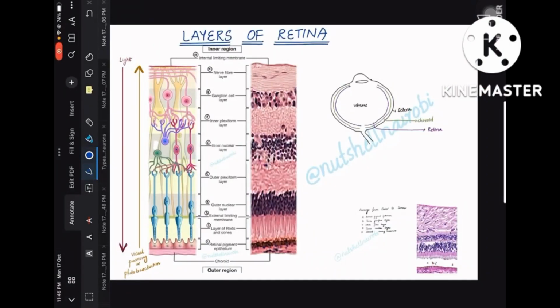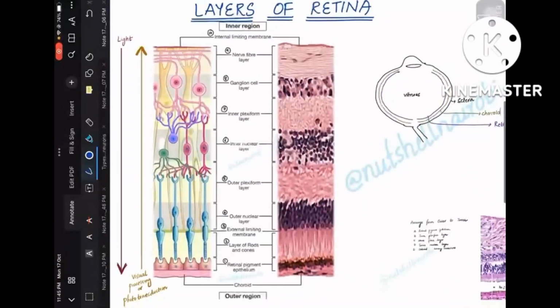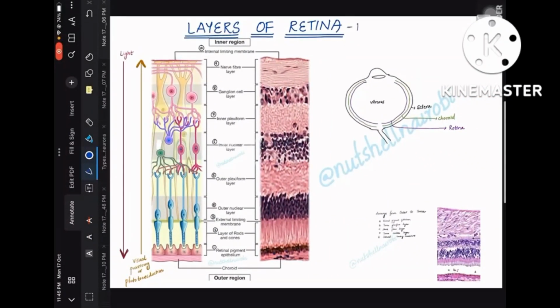Hey guys, in this video, let us learn about the layers of retina. So there are 10 different layers of retina that you need to know. So firstly, let me help you understand the orientation of this histological diagram.